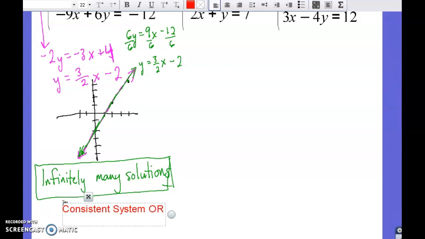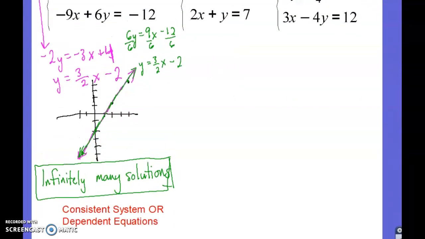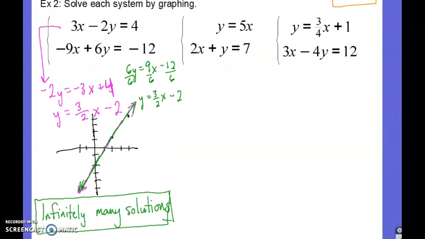Or you might see the phrase dependent equations, so the answers sort of depend on each other. But you're going to see me use infinitely many solutions. Every point on that line is a solution to that. Because I want to write it that way, I'm going to scroll back up. I just wanted you to be aware if you ever check with the back of the book.